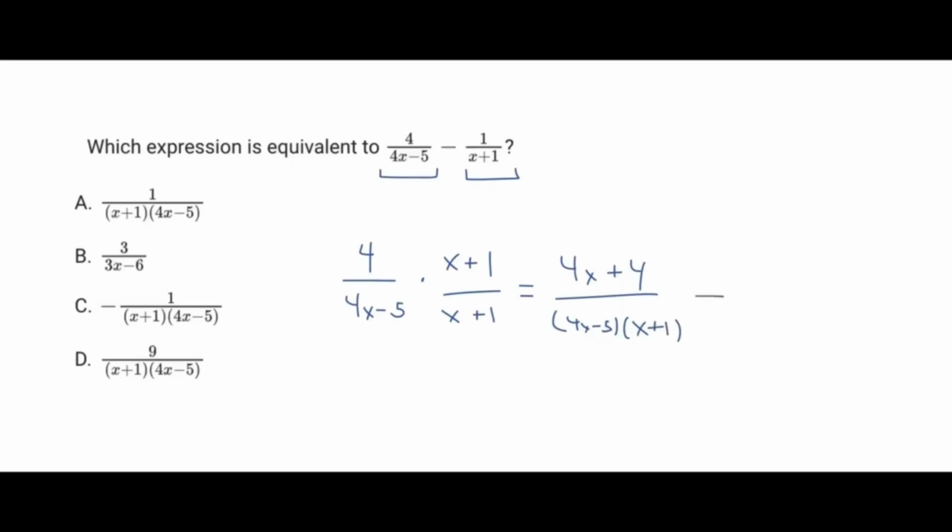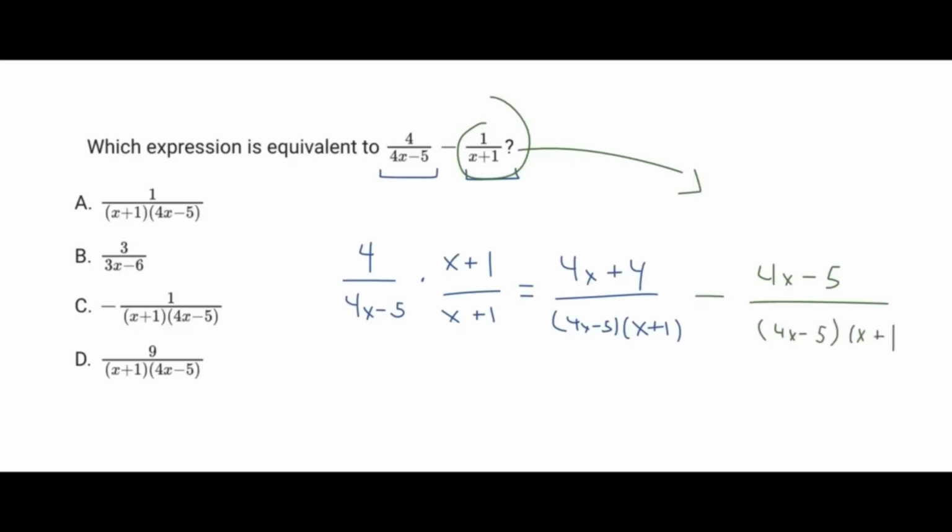And so now we'll just want to do the same thing to the other side. So here we're going to have this term right here, 1 over x plus 1. We're going to be multiplying this by 4x minus 5 over 4x minus 5. And so therefore we will get 4x minus 5 over, and then we get x plus 1. So that's just going to be the same thing, 4x minus 5, and then x plus 1.